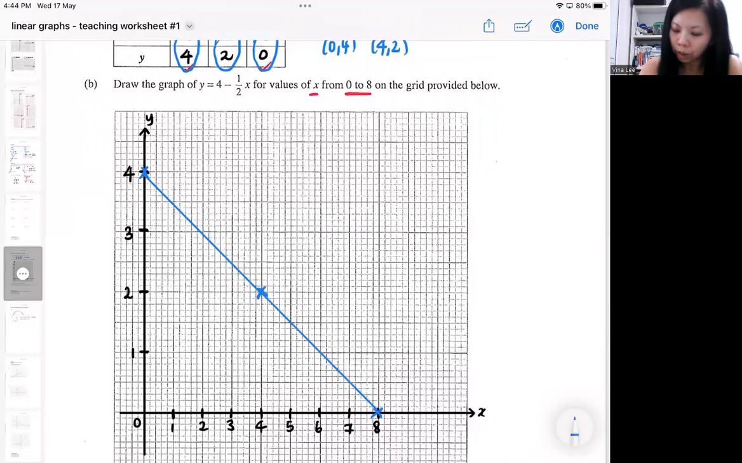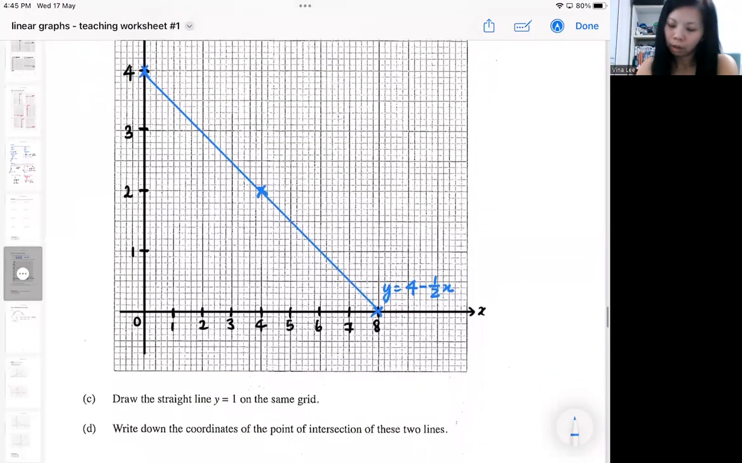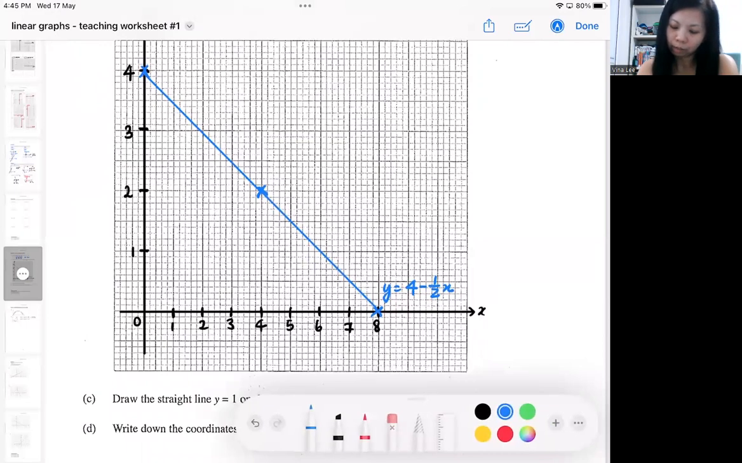So when you get the straight line, do not forget to label the name. You must label the name of the straight line. Any line that's on the graph should come with a name, just like everyone has a name that you call them by. Okay, after that, we need to answer the question.